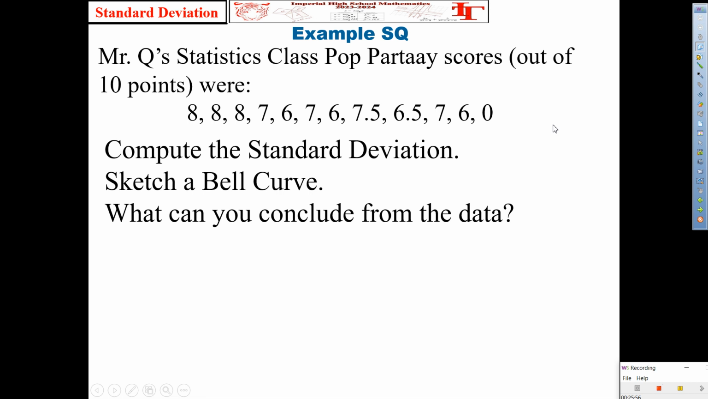Copy this. Example super Q. You don't have to copy the entire problem or the verbiage. Just copy the data. And I'll elaborate on the problem in a little bit. So the data is 8, 8, 8, 7, 6, 7, 6, 7.5, 6.5, 7, 6, 0. Copy that data. Stay focused, please.